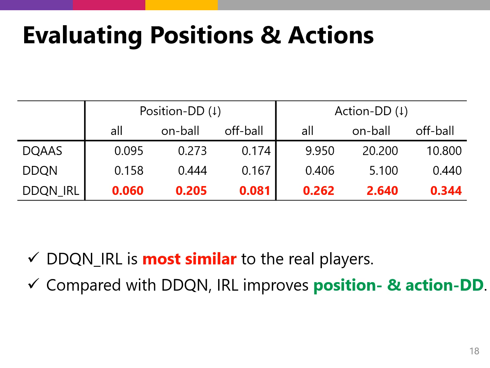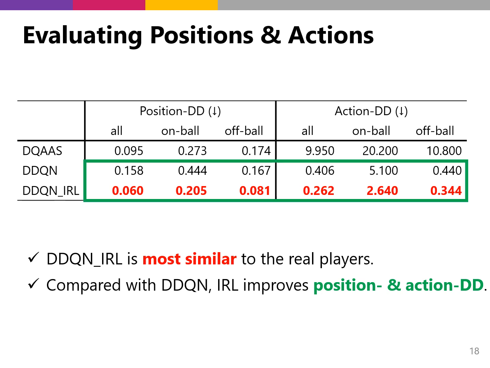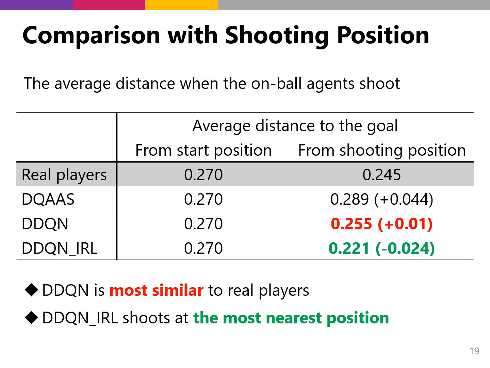As a result of the experiment, we first show the position distribution distance and action distribution distance between the agents of each model and real players. The table shows the proposed method is superior to others and most similar to real players. Compared with DDQN, our proposed reward improves position and action distribution of all agents. From now, I will introduce the results of detailed investigation about this result.